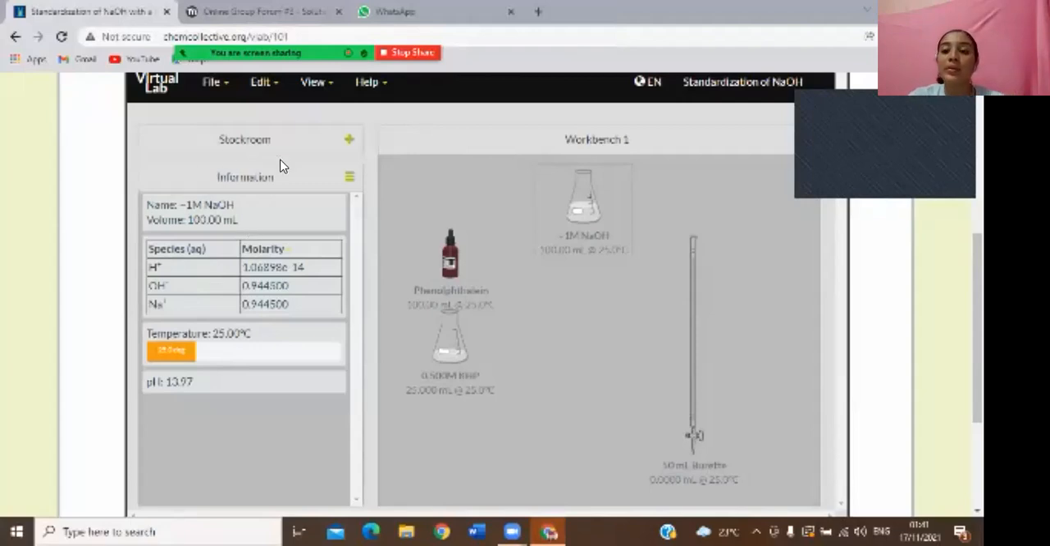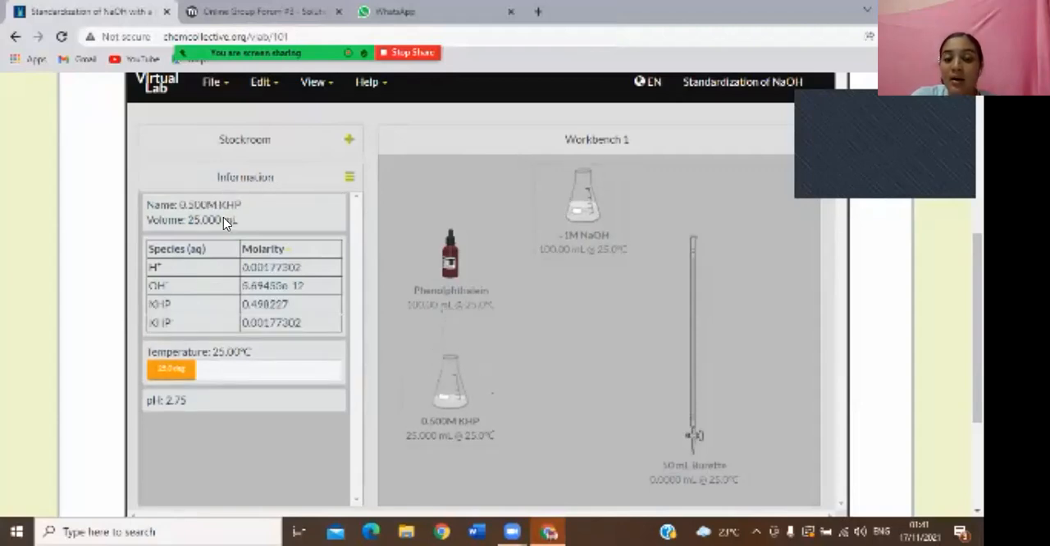Okay, so today we'll be doing a virtual lab based on titration. What we're going to need is the KHP, which stands for potassium hydrogen phthalate, with an indicator, which is phenolphthalein, and then the sodium hydroxide and a burette. What we'll be doing is determining the concentration of NaOH.